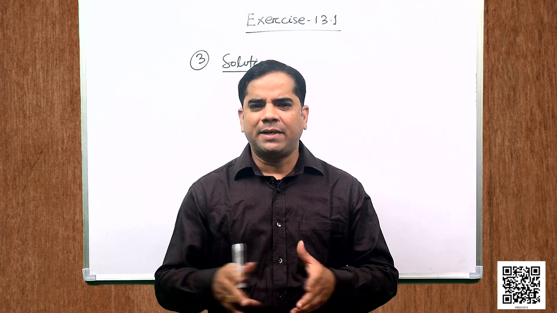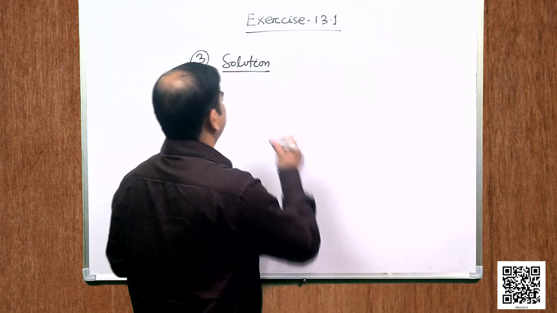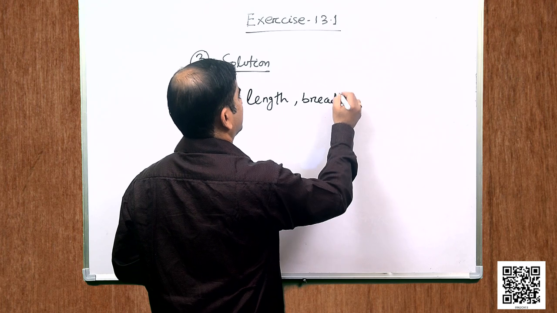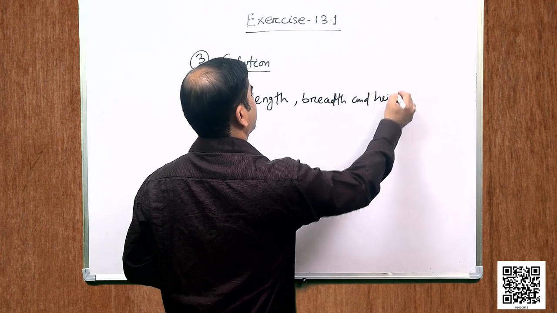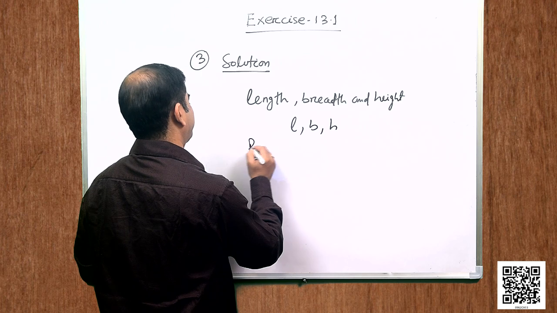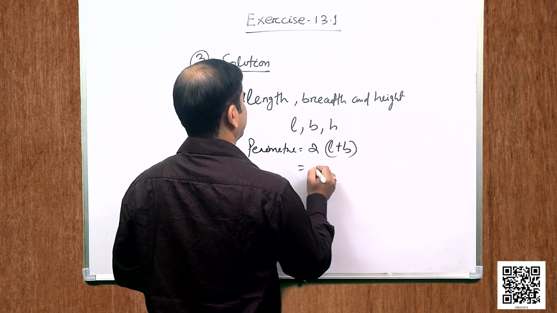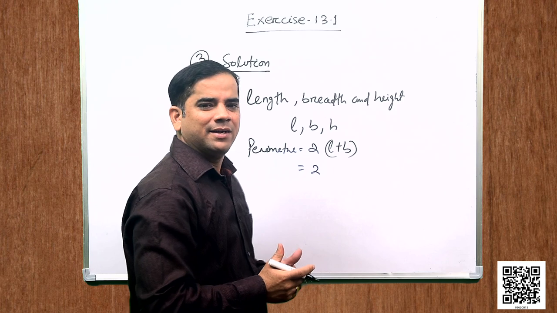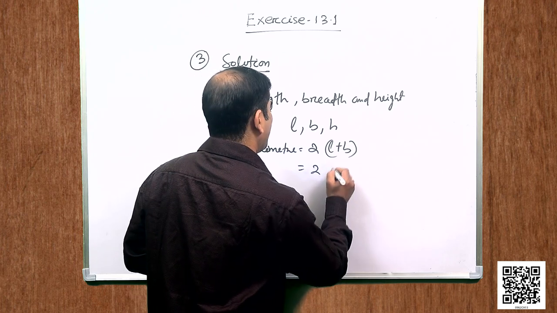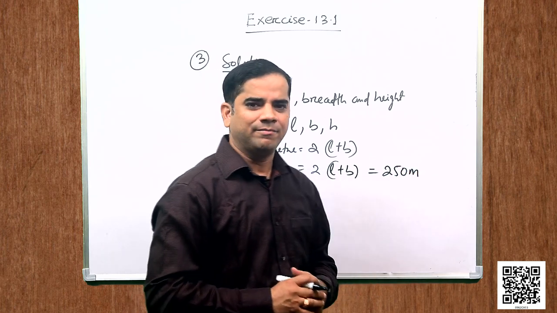That means, what is a perimeter? It is 2 into (L plus B). Now let us take length, breadth and height as L, B, H. So, perimeter is 2 into (L plus B). Do you have your length and breadth? No, but the perimeter is given. So, 2(L plus B) is equal to 250 meter. It is given, right? The perimeter is given.